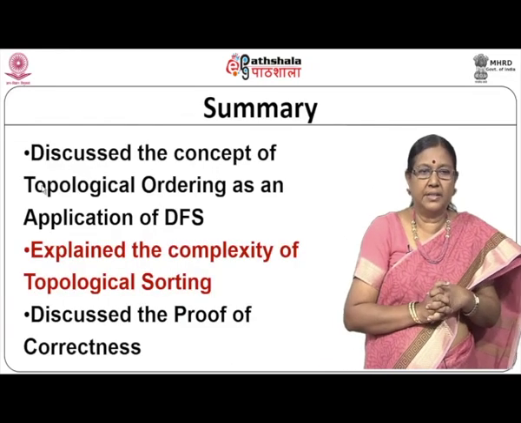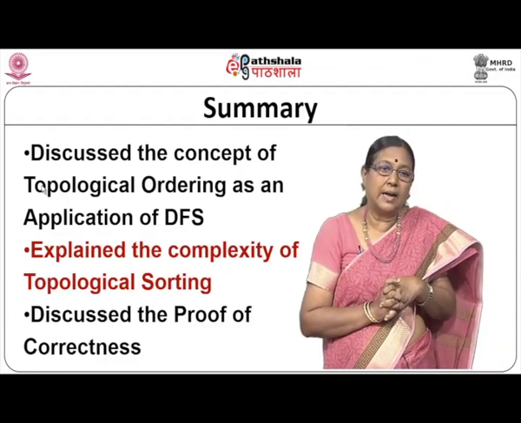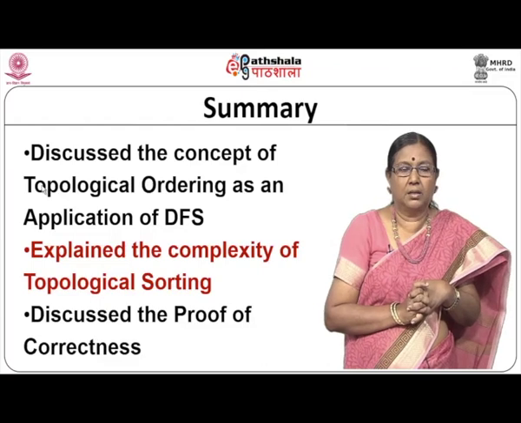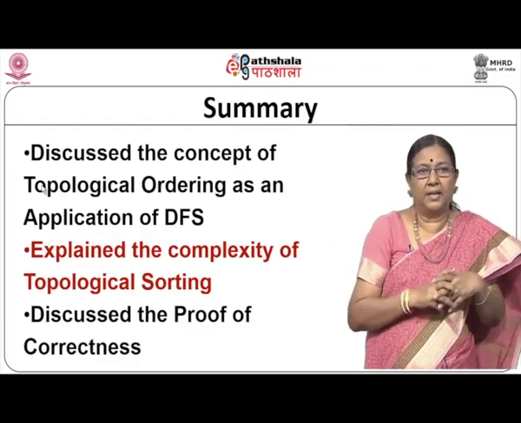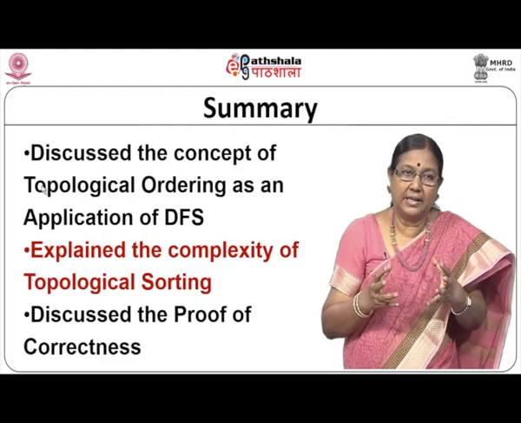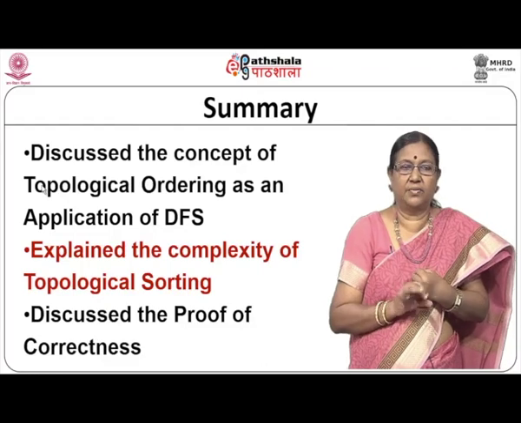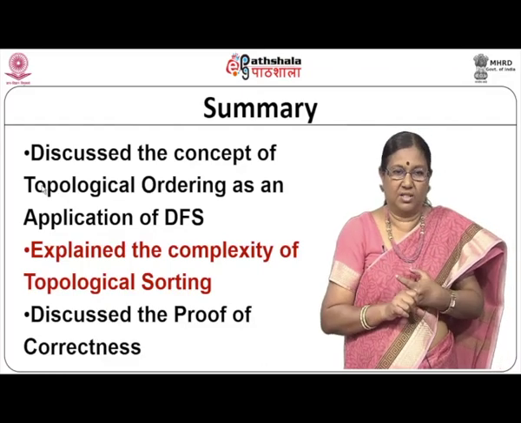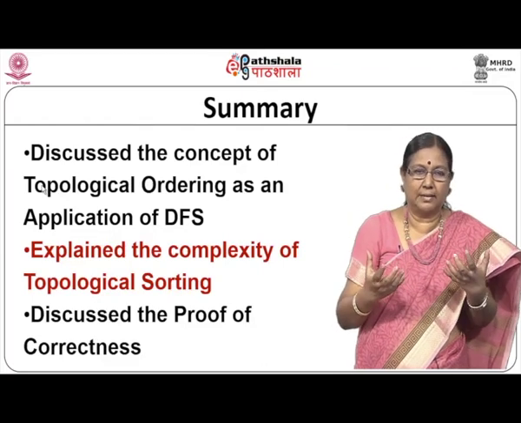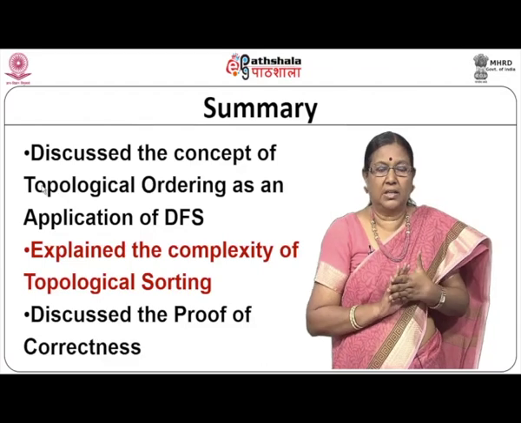Now, here we discussed the concept of topological ordering, but we discussed it as an application of depth first search. So, we did not keep any neighbors or anything. What we did is we classified the edges into a tree edge, a forward edge, and a cross edge. We do not use a backward edge, because by the definition of a DAG, the graph cannot have a backward edge. So, these are the three edges we consider.